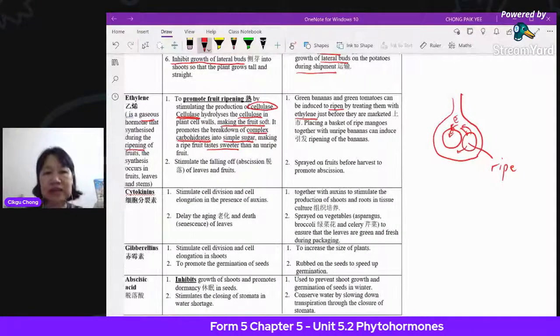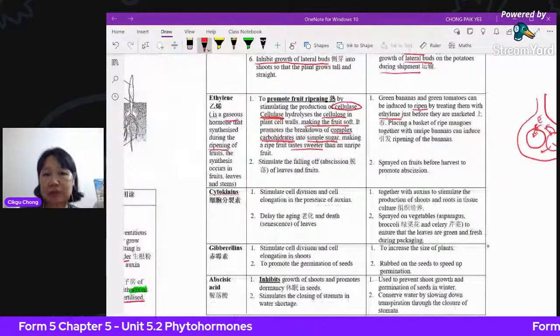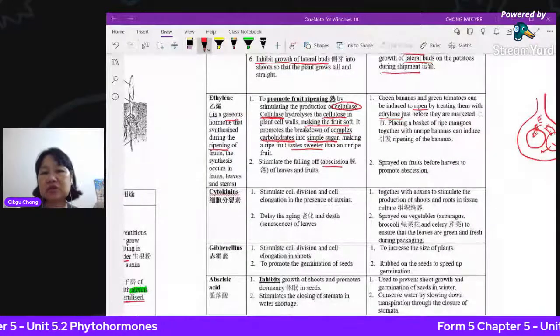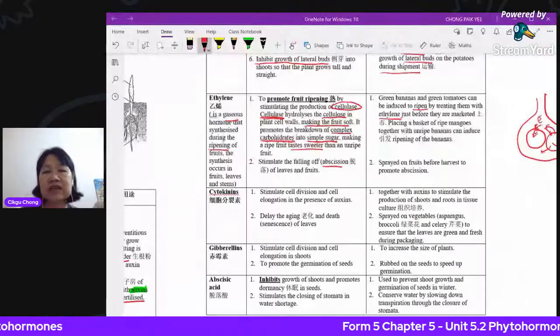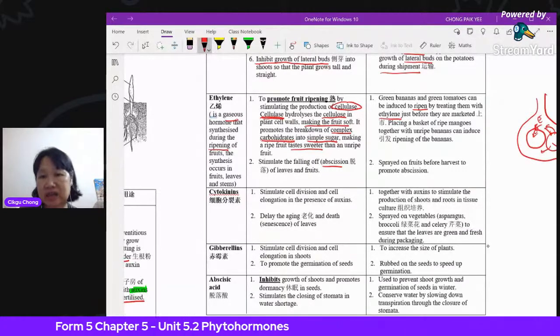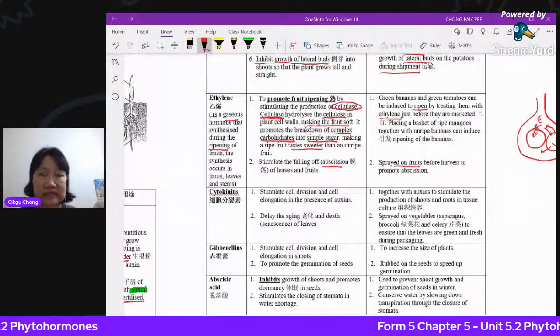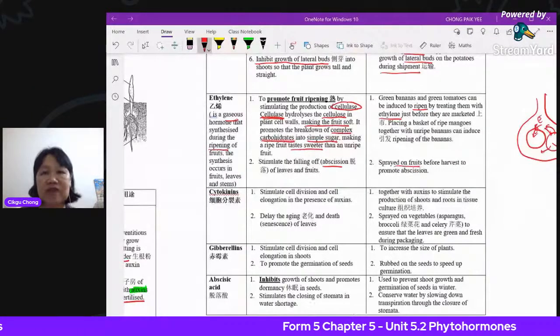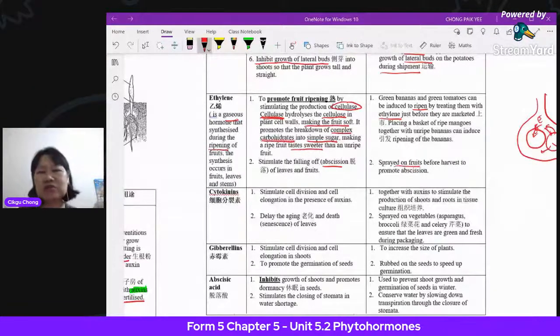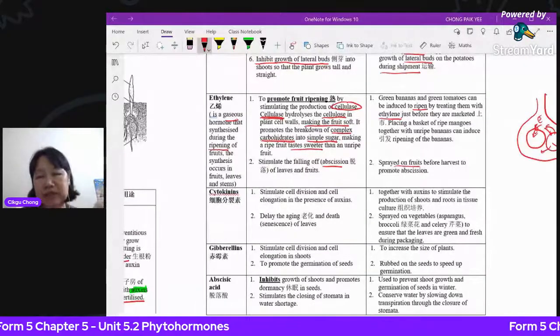Okay, so another effect of ethylene is to stimulate the shedding, the dropping of the leaves and the fruits. It's called abscission. So if you want it to drop, you can spray this ethylene on the fruits. Then the fruit will drop faster. Okay, maybe you want to harvest it there. But of course, if you drop it on the floor, the fruit will land and become damaged.